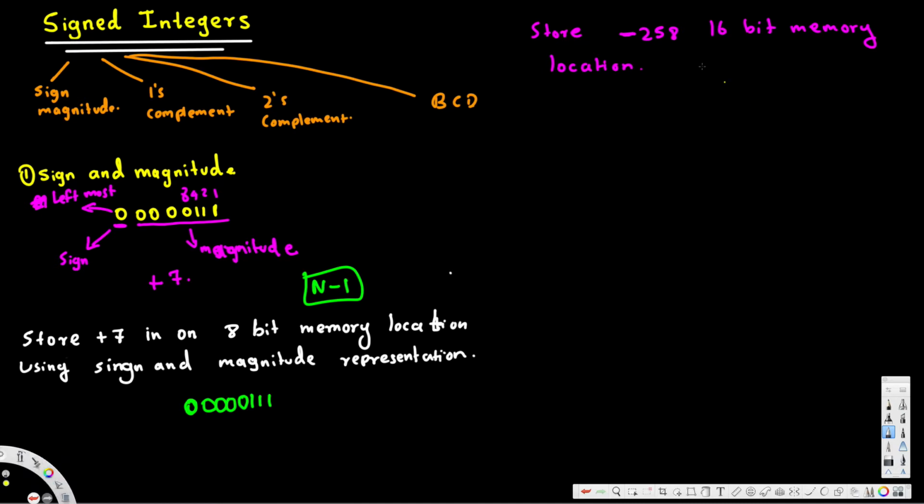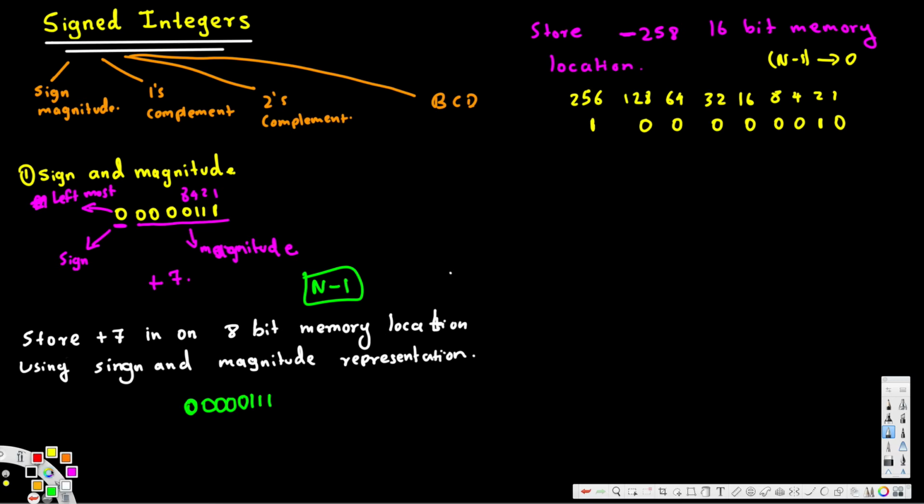Now let's see how it goes. For 258, we know it goes 1, 2, 4, 8, 16, 32, 64, 128, and after that 256. All we need is 256 and a 2 to get 258, so the others are going to be 0. Since this is a 16-bit memory location, we use n minus 1, which is 16 minus 1, that's 15. So we have to fill with zeros in front of this until we get 15 bits.